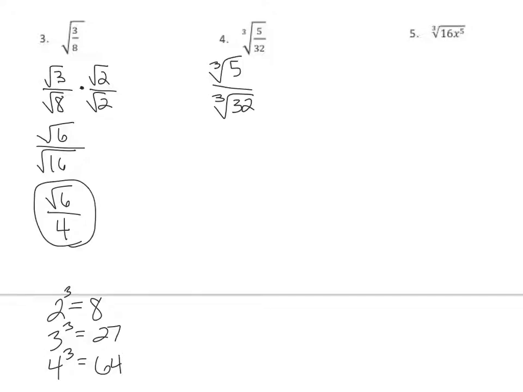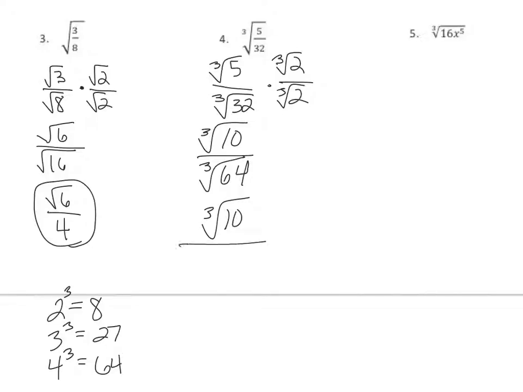Let's multiply this by the cube root of 2 over the cube root of 2, which is equal to 1. So across the top, I get cube root of 10 over cube root of 64. Sorry, forgot to multiply that. So on the top, we have left over the cube root of 10 over 4. And we're done. Nice work.